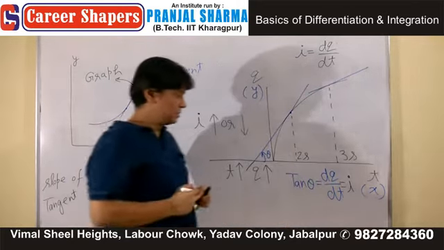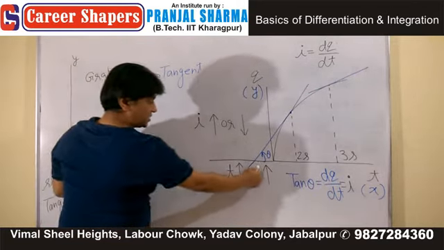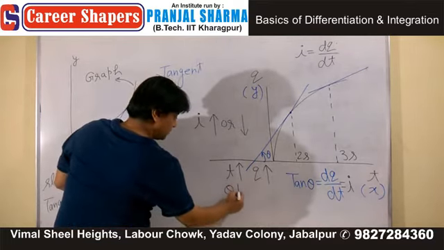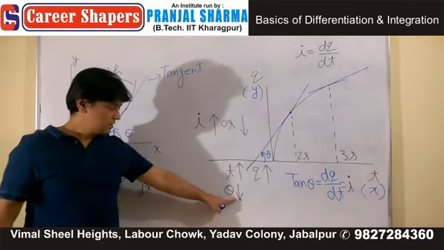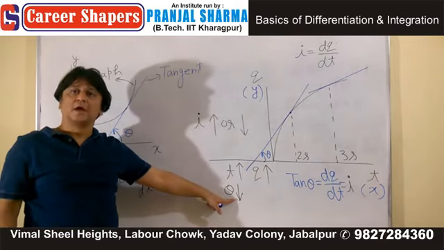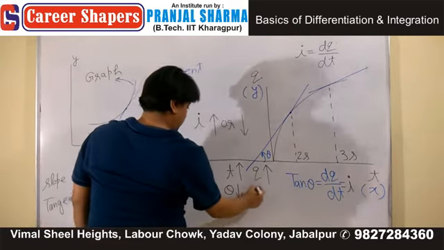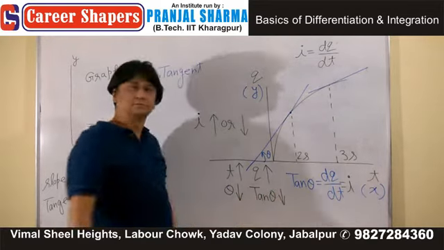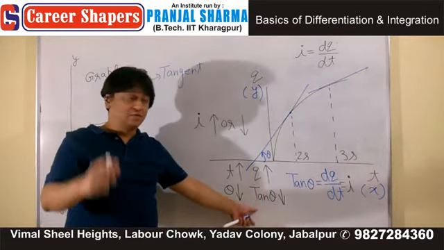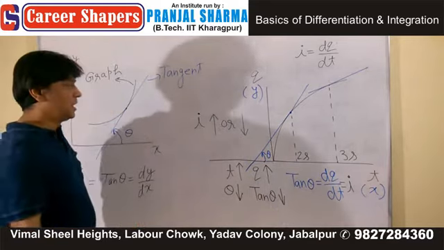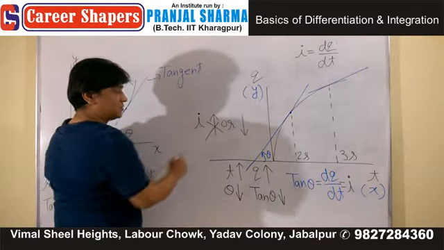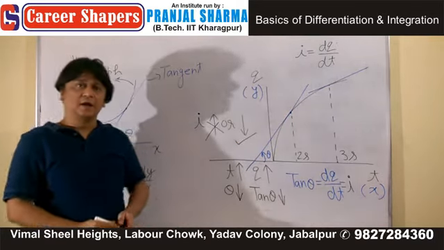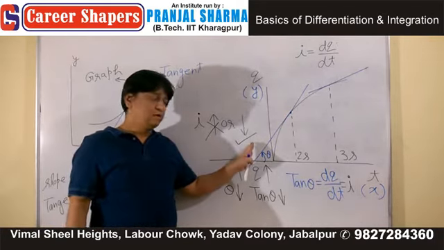So when time increases, Q increases, but theta is decreasing. And you know that if theta decreases, tan theta decreases. What is tan theta? Current. And therefore, this is not the correct answer. Correct answer is what? I is decreasing.